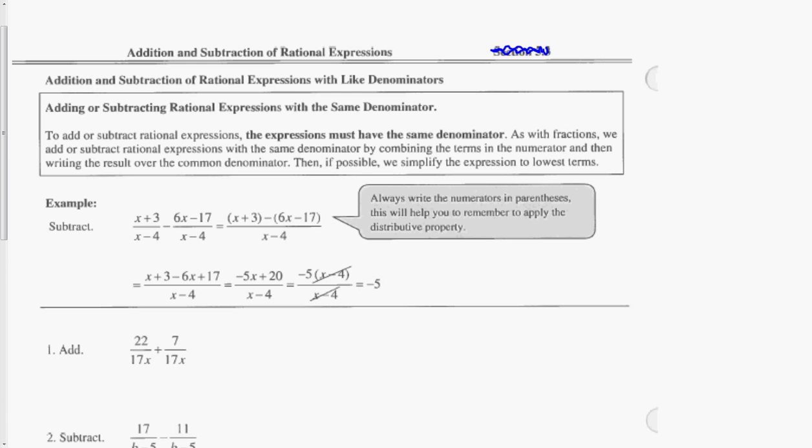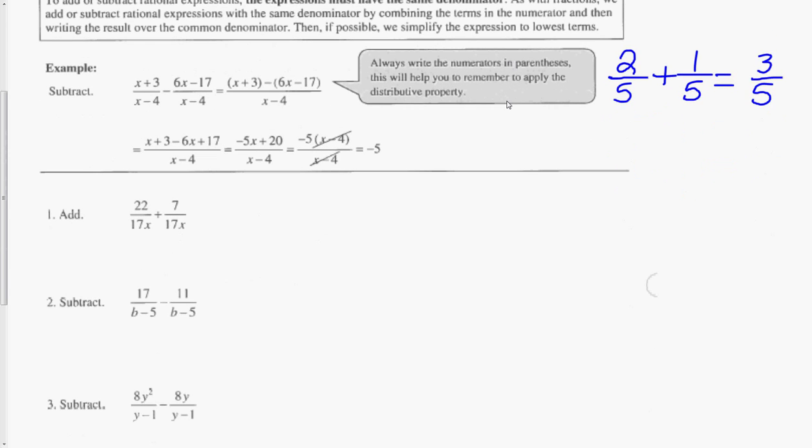So if you'll remember when we just do normal fractions, if you have the fraction 2/5 plus 1/5, well, if they have the same denominator, you keep the denominator and then you just add the tops. 2 plus 1 would be 3. Same thing's going to happen with rational expressions. If you have the same denominator, then we're just going to add the numerators and combine, pretty much combine like terms. Then at the end, we'll check to see if we can simplify.